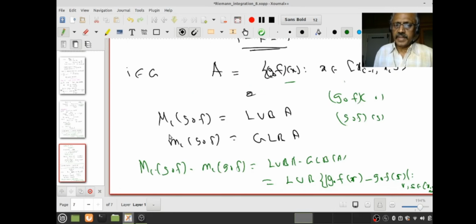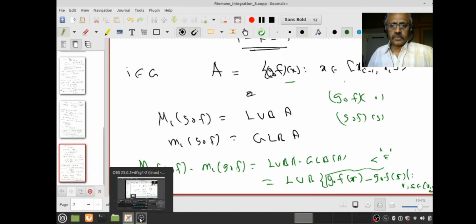But for I in the good set, what we know is this is less than epsilon, something to do with epsilon, because the distance between f of R and f of S will be less than delta. Therefore the distance between g of f R and g of f S will be something to do with epsilon, epsilon by 2 into 1 plus alpha b minus alpha a or whatever. You understand this? Yeah. Okay, so go through the proof.